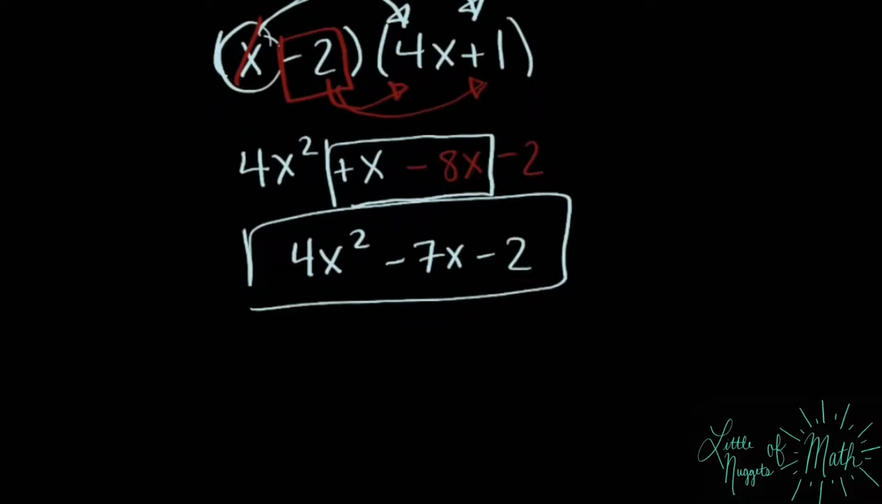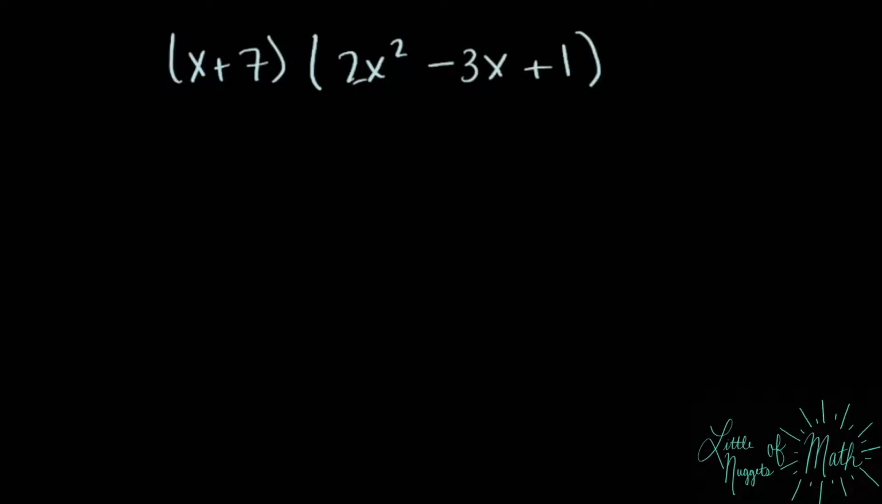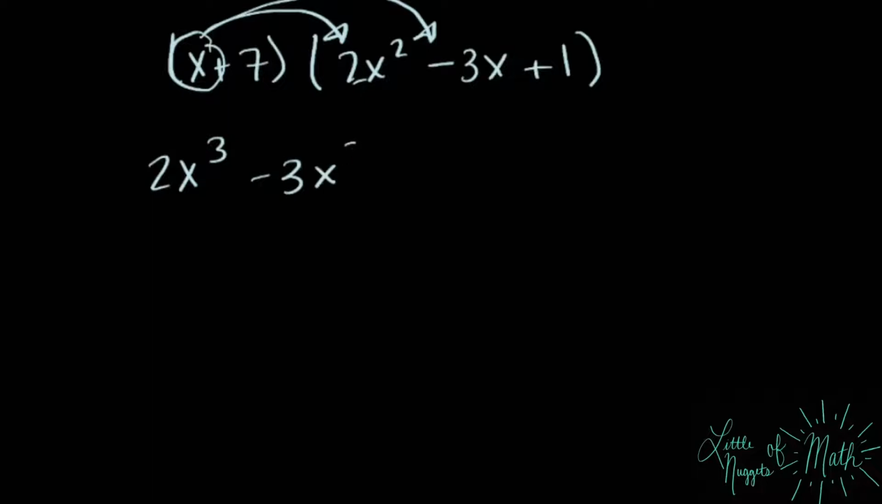Let's try another one. We'll do x plus 7 times 2x squared minus 3x plus 1. Notice that the second expression has 3 terms, but it doesn't matter. We'll do exactly the same thing we've been doing. We'll handle one term at a time. So we'll do x first. x times 2x squared is 2x to the third. x times negative 3x is negative 3x squared. And x times 1 is x.